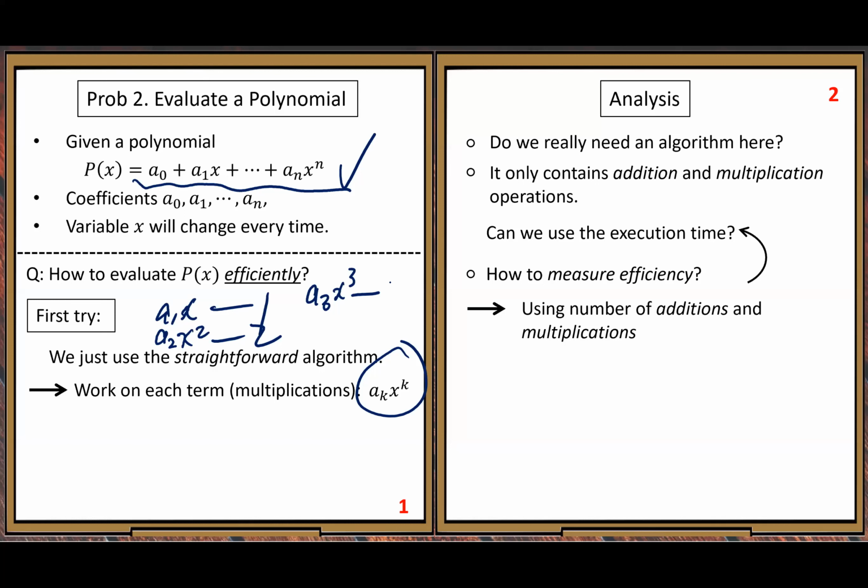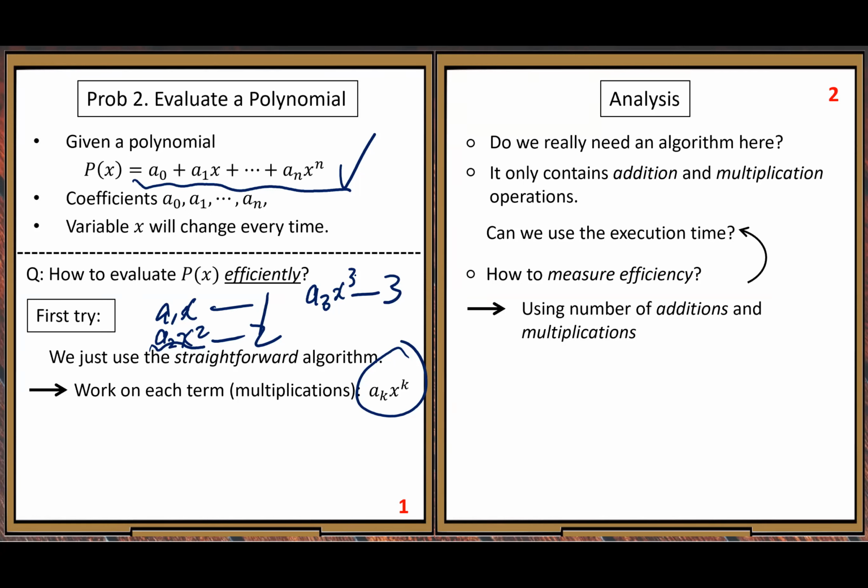When k equals 3, how many multiplications do you need? Just think about one more than this one. It changes, but there is a rule. Can you observe the rule?